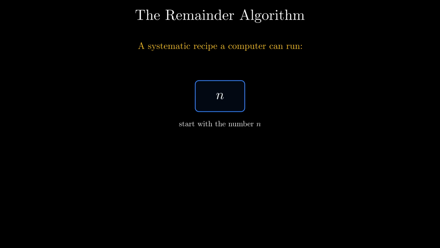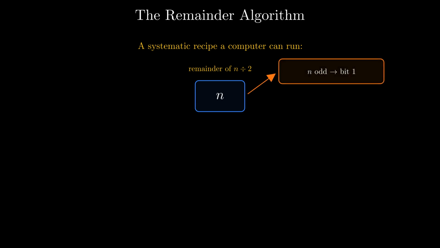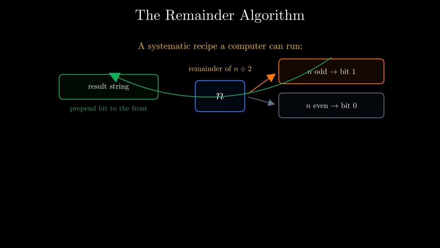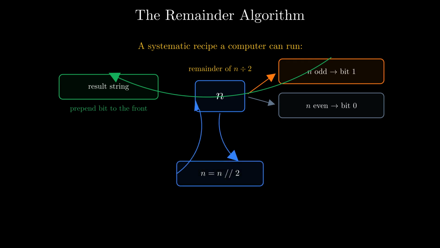The human method works, but there is a more systematic recipe that a computer can run, an algorithm you will never have to invent, but should be able to code once it's given. Look at the remainder when you divide the number by 2. If the number is odd, the remainder is 1. If it's even, the remainder is 0. That remainder is the last bit, the farthest right bit. Then integer divide the number by 2 and repeat, prepending each remainder to the front.